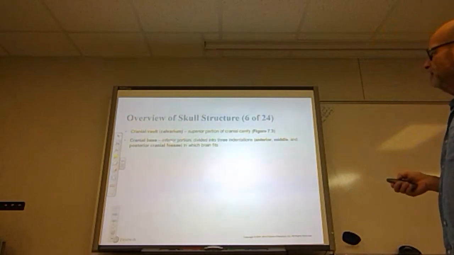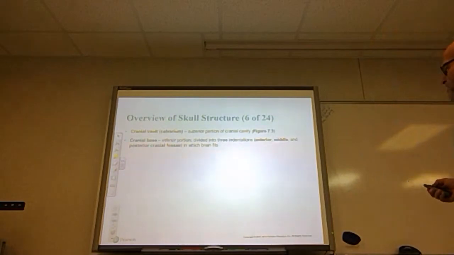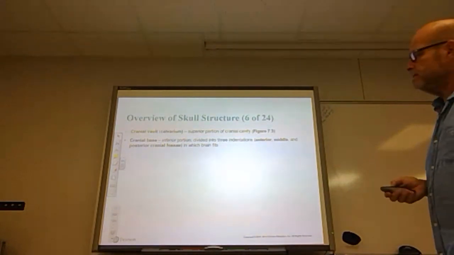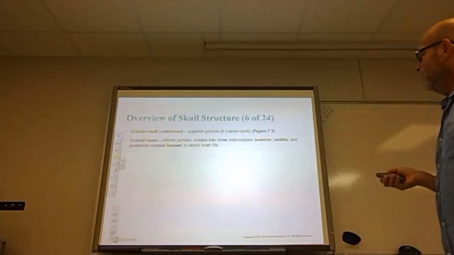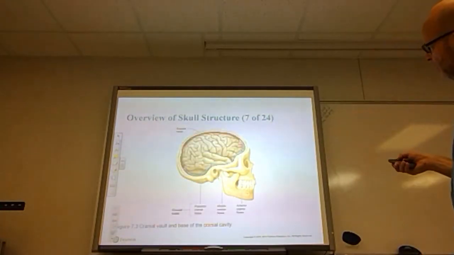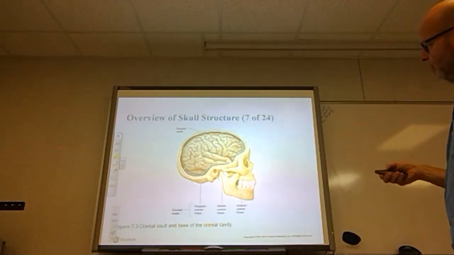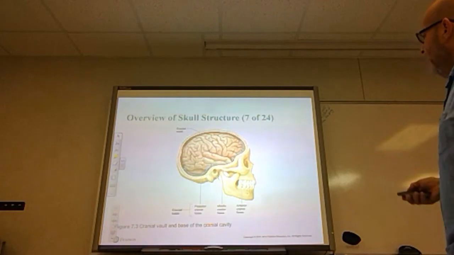The cranial base is its inferior portion. It is divided into three indentations: the anterior, middle, and posterior cranial fossa. That's where the brain sits. The brain is perfectly folded to sit in those indentations, and there you see the indentations of the vault. There's the posterior. Remember, posterior always means toward the back. So there's the posterior cranial fossa, the middle cranial fossa, and the anterior, and then this portion back here is referred to as the vault.